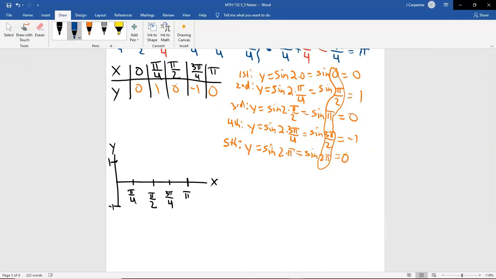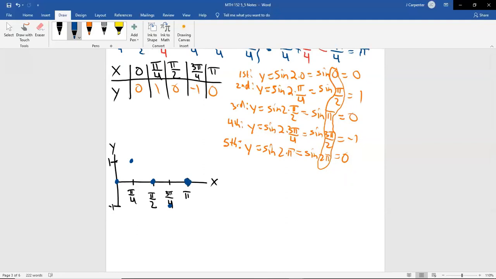I'll do my points in blue. So 0, 0 is right here. Pi over 4, 1, that's right pi over 4 and up 1. Pi over 2, 0 is right pi over 2, up or down nothing. Third one, 3 pi over 4, -1, so we go right 3 pi over 4, down 1. And then pi comma 0 brings it back to where we started in terms of periodical idea.